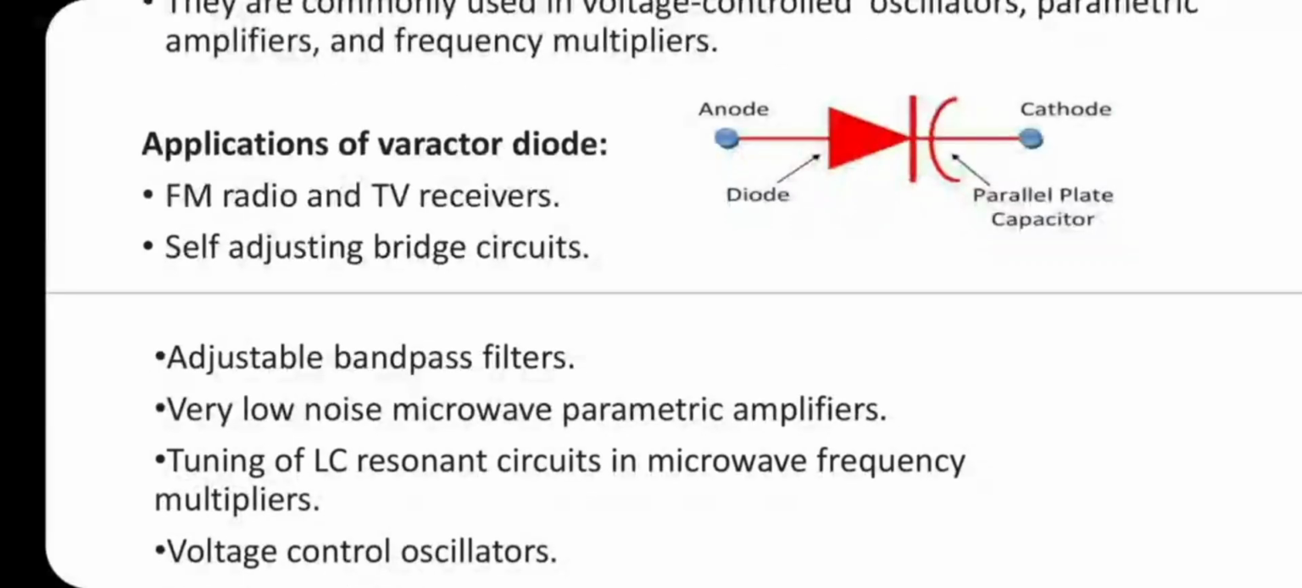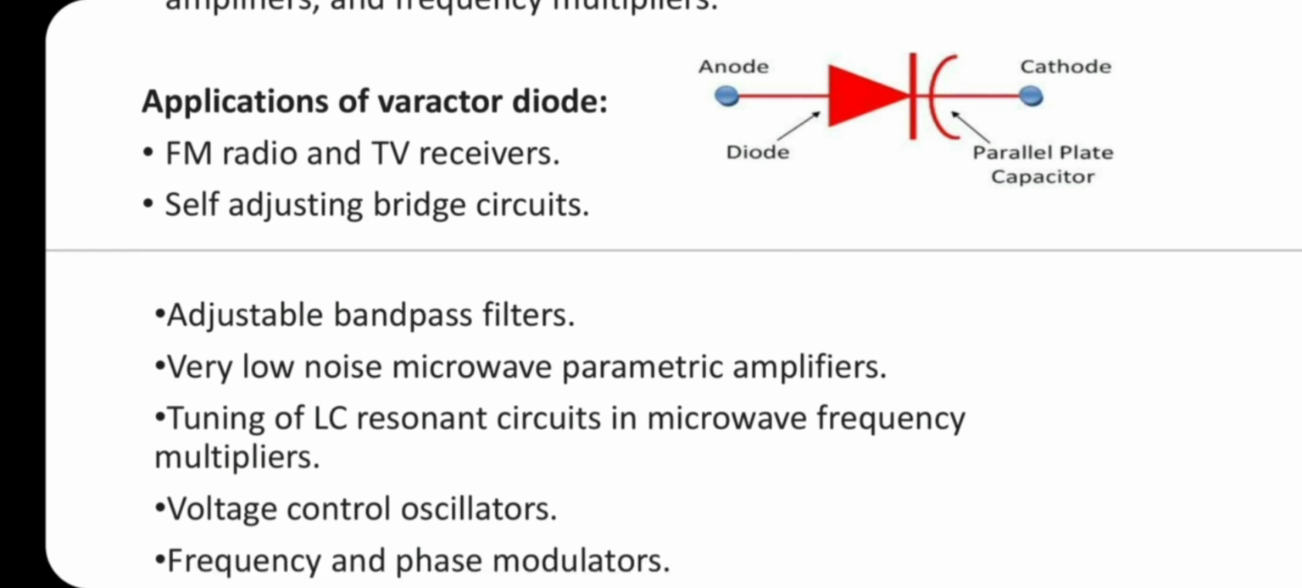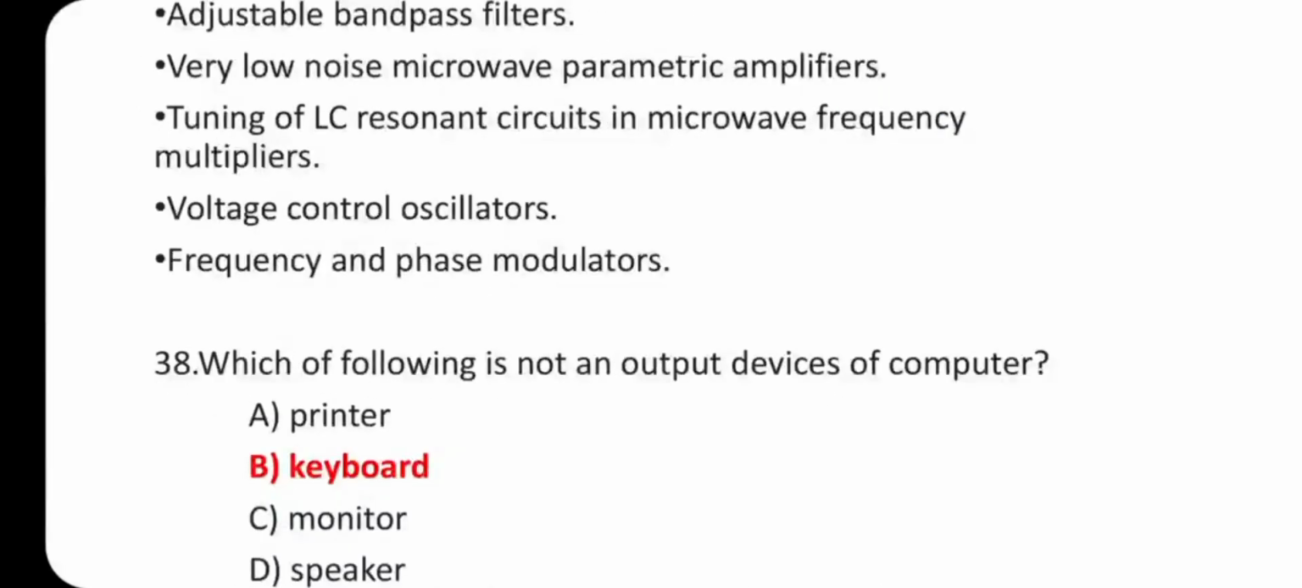Applications of varactor diode: FM radio and TV receivers, self-adjusting bridge circuits, adjustable bandpass filters, very low noise microwave parametric amplifiers, tuning of LC resonance circuits in microwave frequency multipliers, control oscillators, frequency and phase modulators.